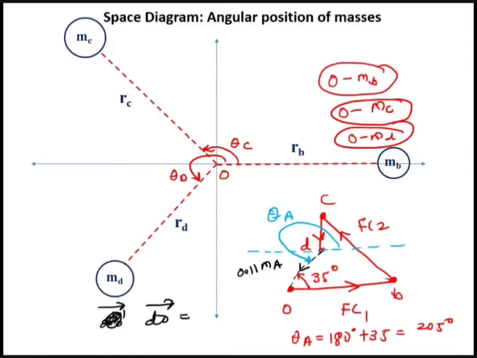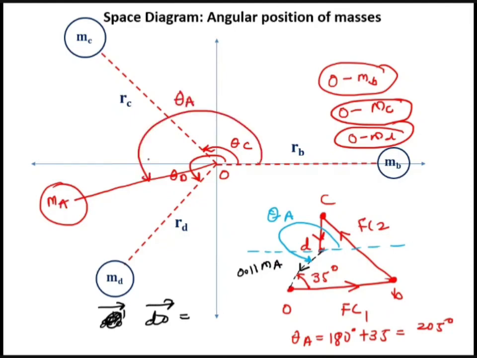Now what you will do? Locate this theta A. Let us locate this angle. So this will be your mass MA at an angle, and this angle here is theta A. I hope you understand.